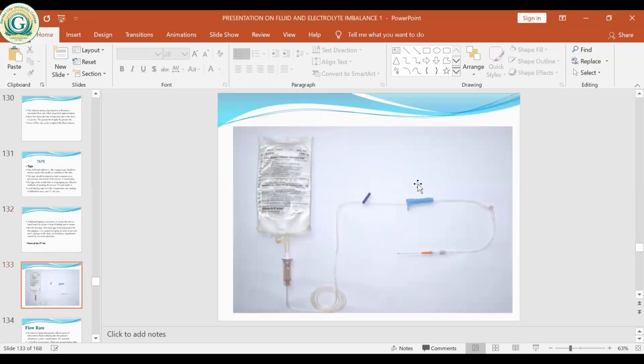So this is the bag. If you look at the diagram there, this is the bag, and that is the giving set connected to it. That is the needle tip. These sides are there, the regulator, and where you close. If you want to pass medication, you click it and pass medication. So that is a complete bag, as you see there.